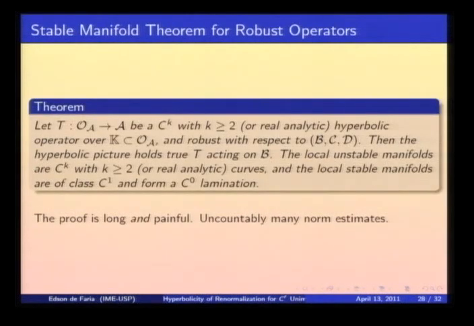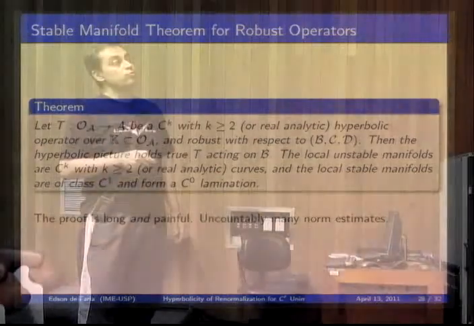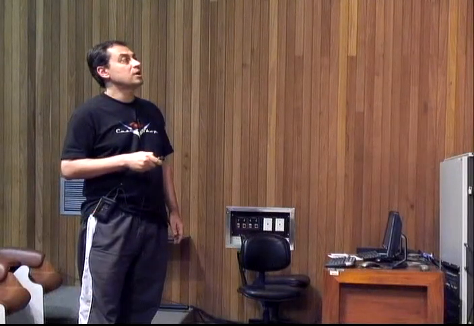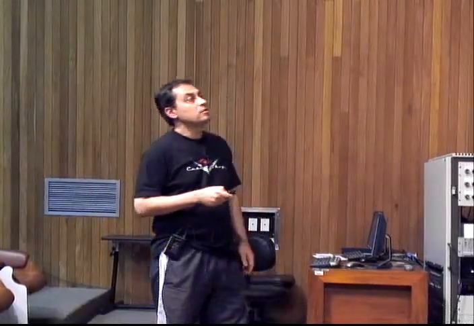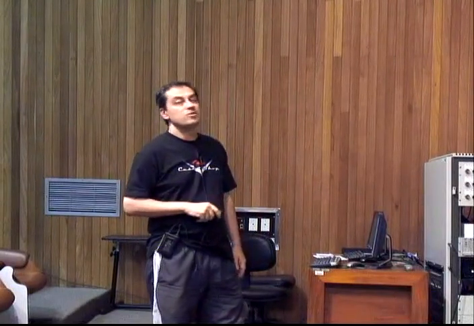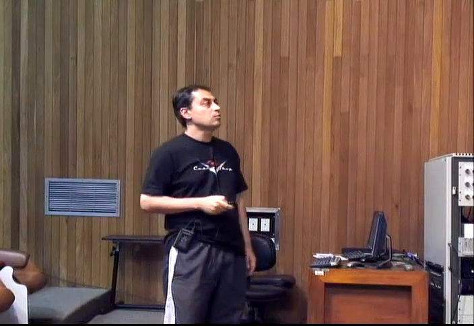So the theorem is, first, an abstract stable manifold theorem. If you have a robust operator in the sense that I just described, defined on the space A, which is hyperbolic over this K, this hyperbolic basic set, and robust with respect to 3 other Banach spaces, then the hyperbolic picture holds for T acting on B. And then you deduce what you want also: the local unstable manifolds are C^k with k greater than or equal to 2, in fact real analytic curves, and the local stable manifolds are of class C1, and they form a C0 lamination. Nothing here is said about the holonomy.